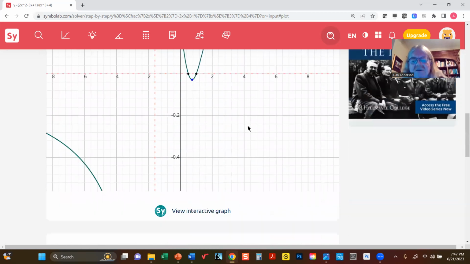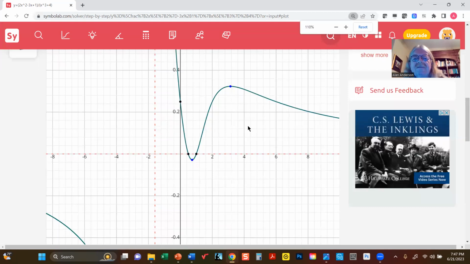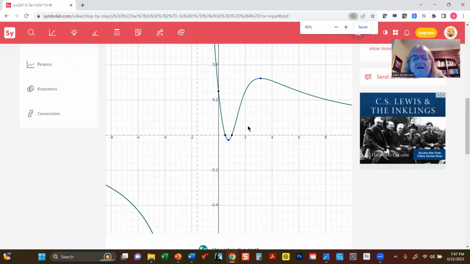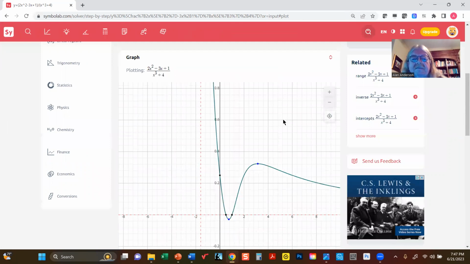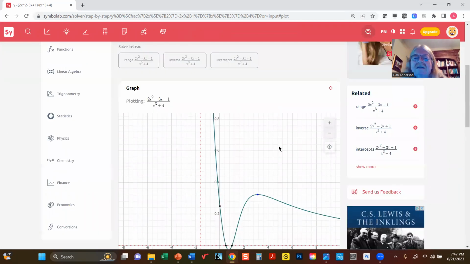This is probably why it took so long to come up with this graph. Imagine Symbolab saying, "Are you kidding with this thing?" It is kind of weird looking.